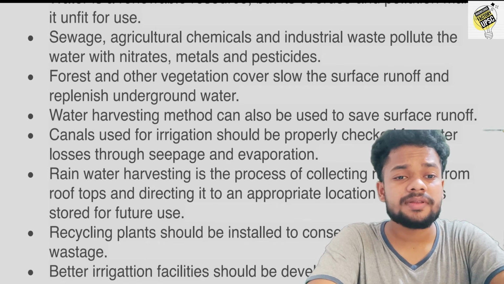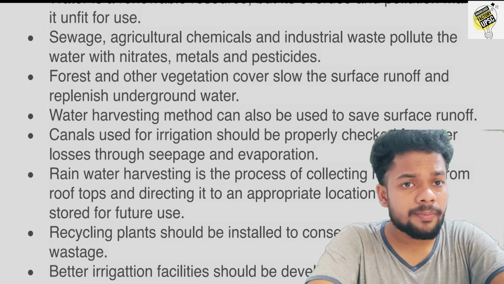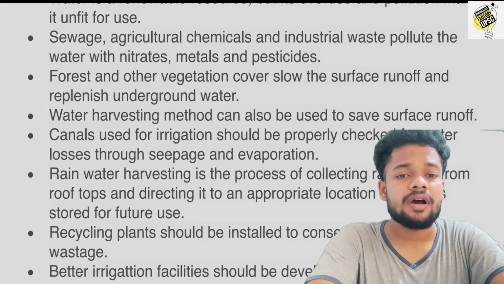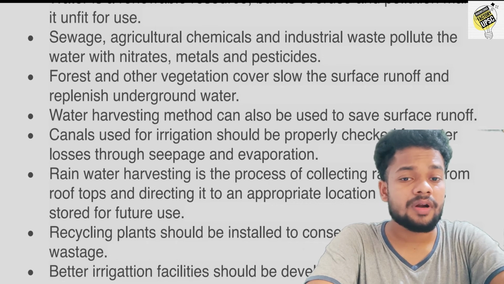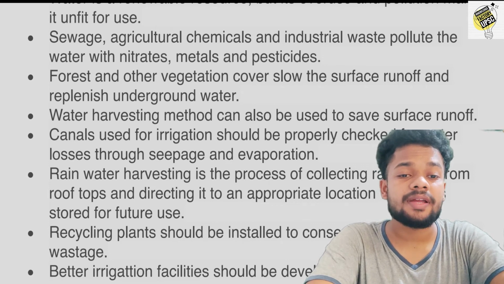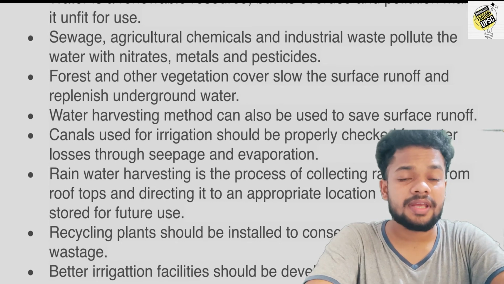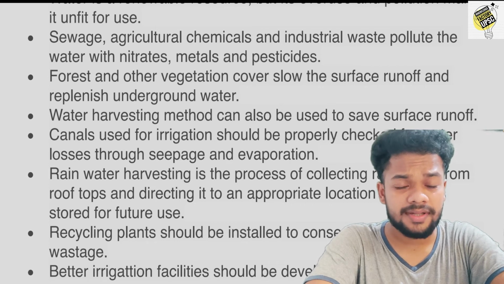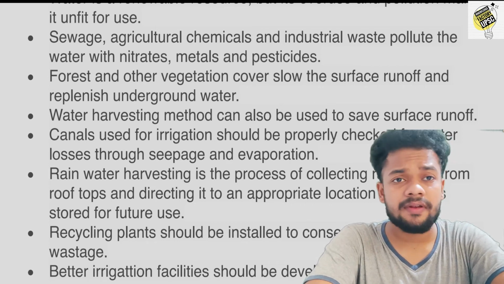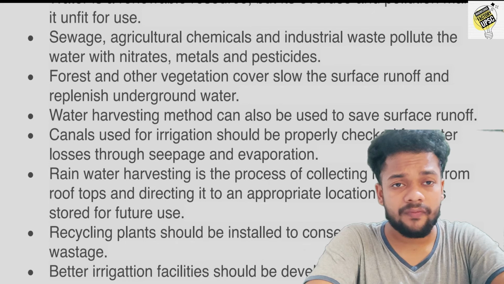Water harvesting methods can also be used to make sufficient use of the runoff of canals through irrigation, and this should be properly checked, so that we can prevent water losses. Rainwater harvesting is the process of collecting rainwater from the rooftop and directing it to an appropriate location where it can be stored for future use. So rainwater harvesting is also a very important practice that helps in conserving our water bodies.